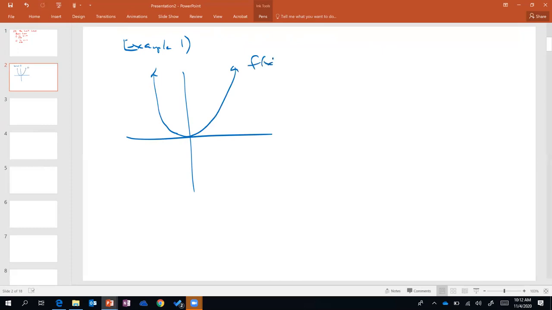I got f of x. Let's do some easy ones here. f of x is equal to x squared. Good there? And I need to know the limit, write it on the bottom here, the limit of f of x as x approaches 3. That'll be easy enough.